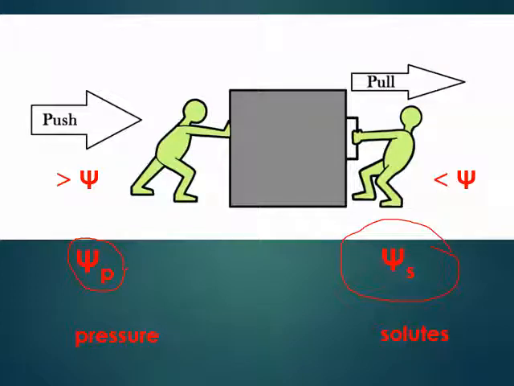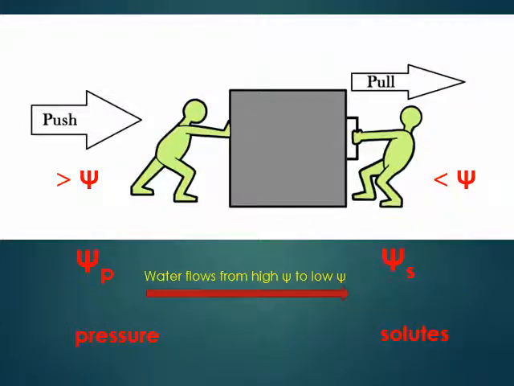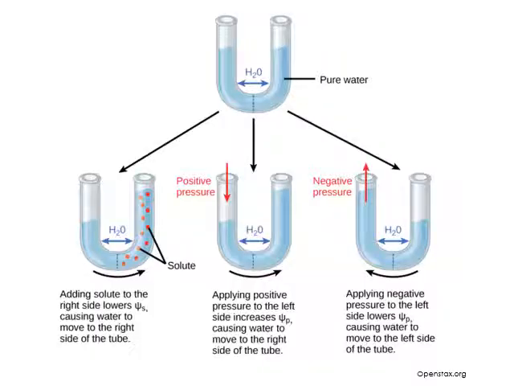And draws water in. Okay? One more time. High solutes on this side means water moves in because it has lower water potential relative to no solutes on this side. So the water flows through the membrane in.